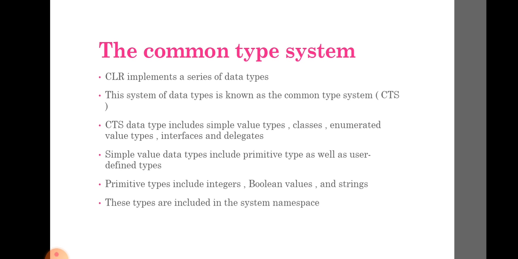Next, the simple value data types include the primitive data type as well as the user defined data type. From C and C++ itself, we may study the classification of data types, which are fundamental or primitive data types, derived data types and user defined data types. Here the simple value data types include the primitive data type as well as the user defined data type. These primitive data types include integers, boolean values and strings. These data types come under the System namespace.